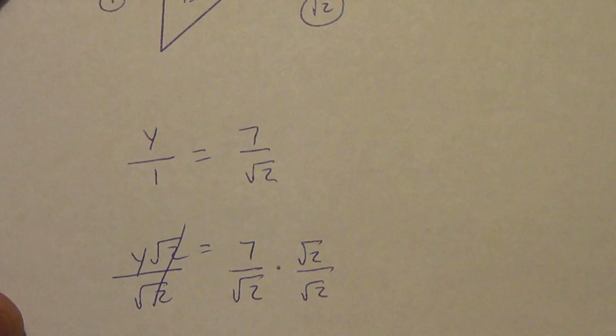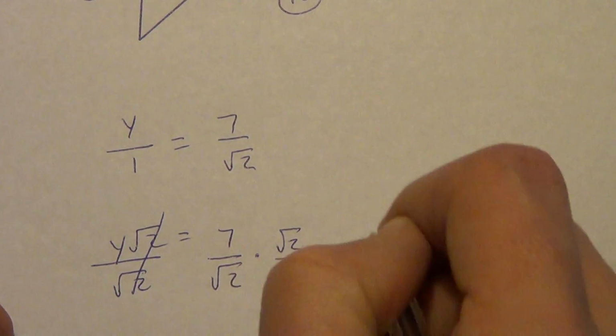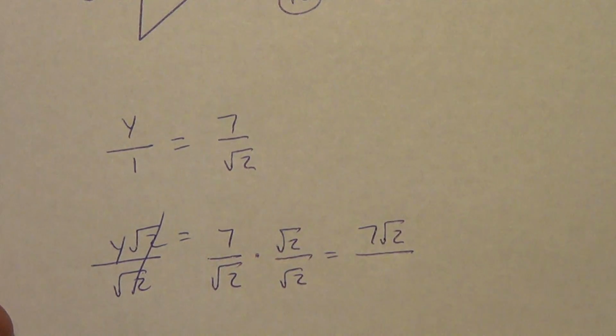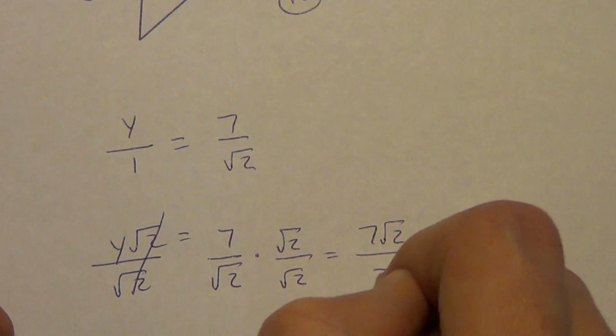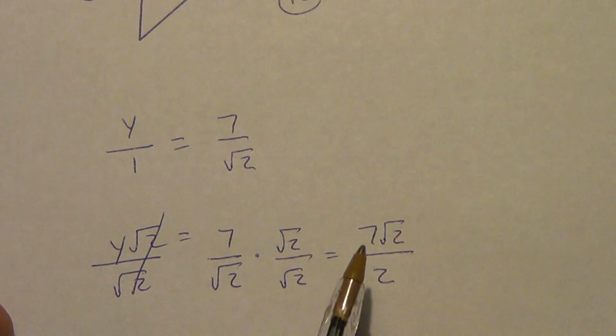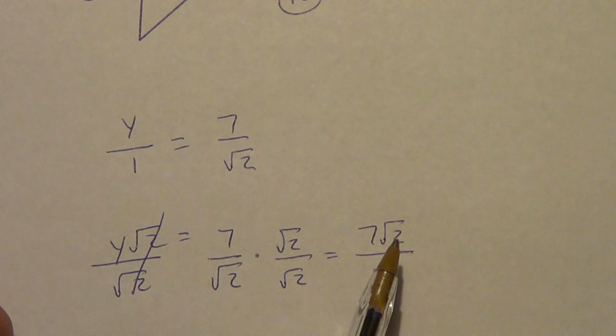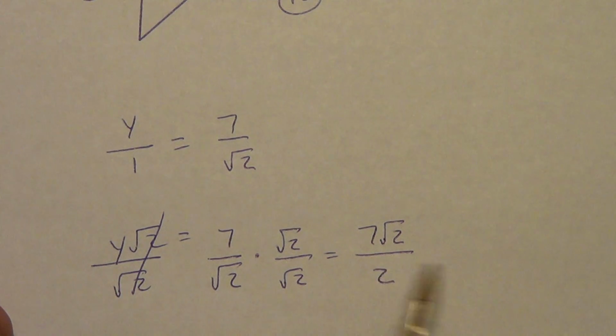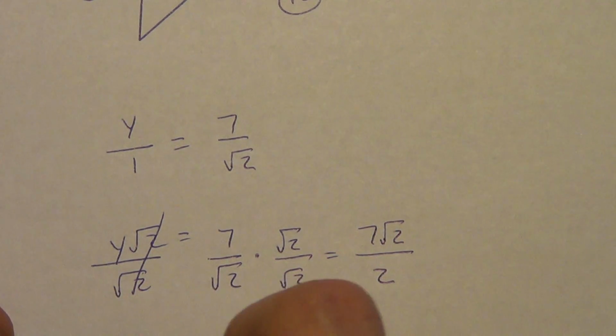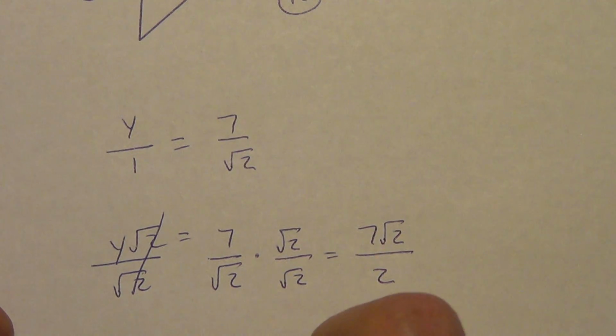So we multiply by root 2 over root 2. We get 7 root 2 over root 2 times root 2 is root 4, and root 4 is 2. Now we look to see if we can reduce 7 and 2. Nope, not divisible by the same thing. This one is under a root, this one's not under a root. You can't reduce those. So we're just going to leave it like that. Y equals 7 root 2 over 2 units.